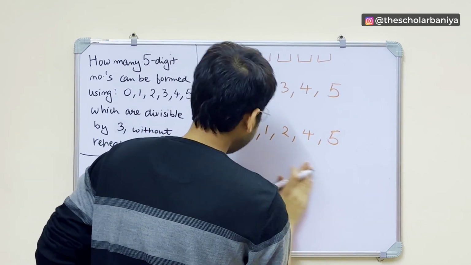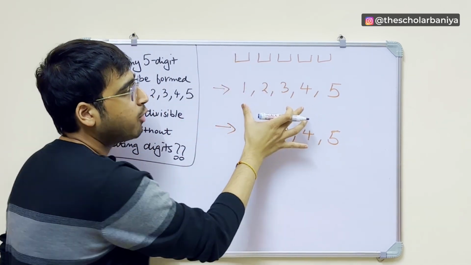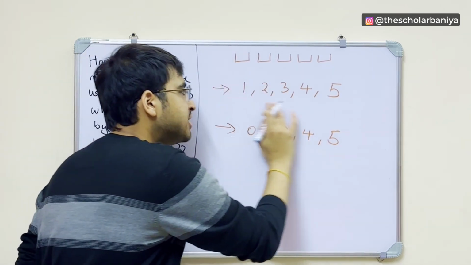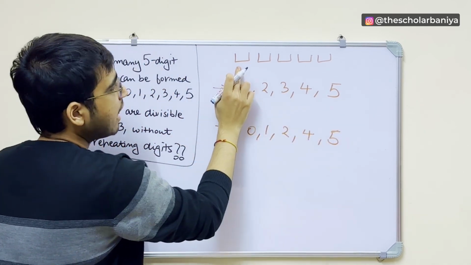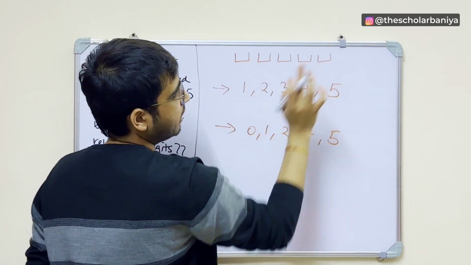So tell me one thing, how many possible numbers can be formed using these digits? So we have 5 digits, right? 1, 2, 3, 4, 5.